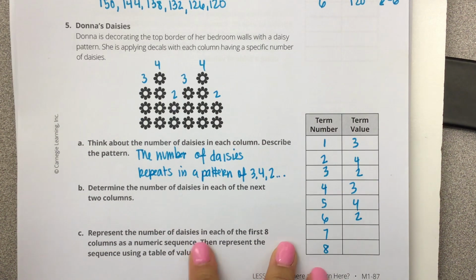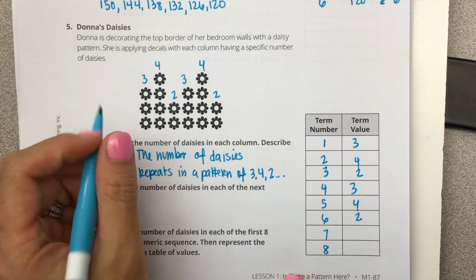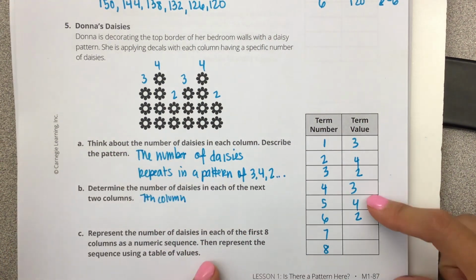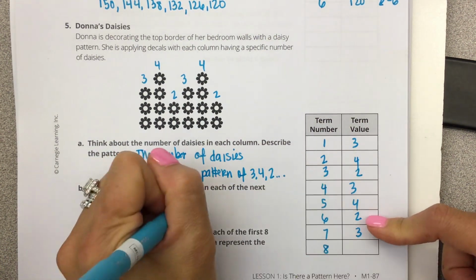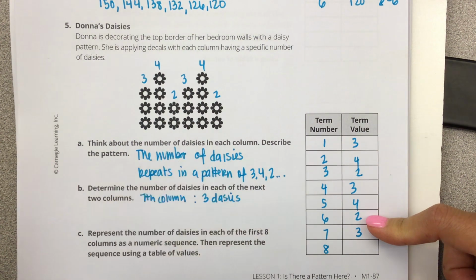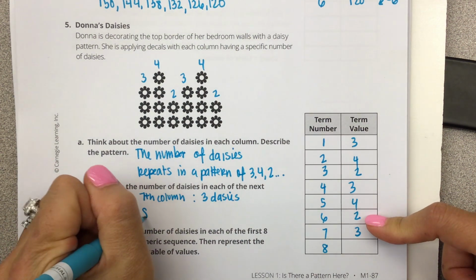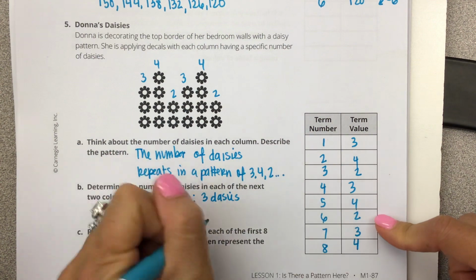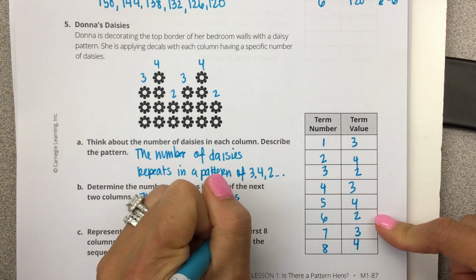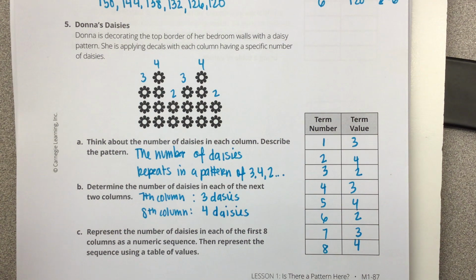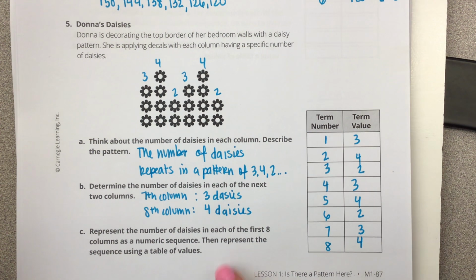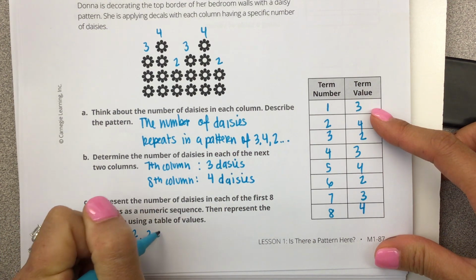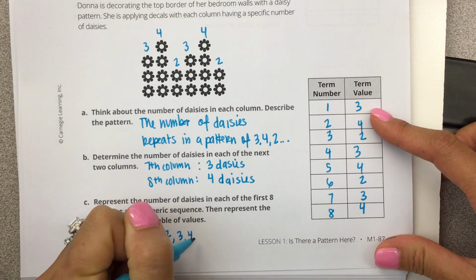So in the next 2 columns, that would be the 7th and 8th term. So 7th column, if we look at our table, after 2, there should be a 3. Would have 3 daisies. And then the 8th column, after 3 should be 4 daisies. So fill out the table, write it as a sequence. So 3, 4, 2, 3, 4, 2, 3, 4.